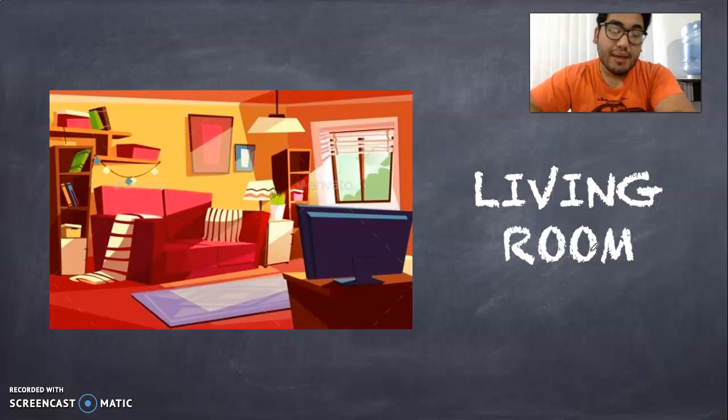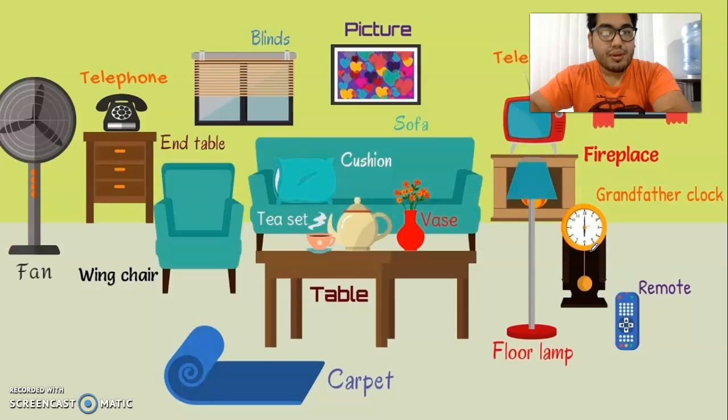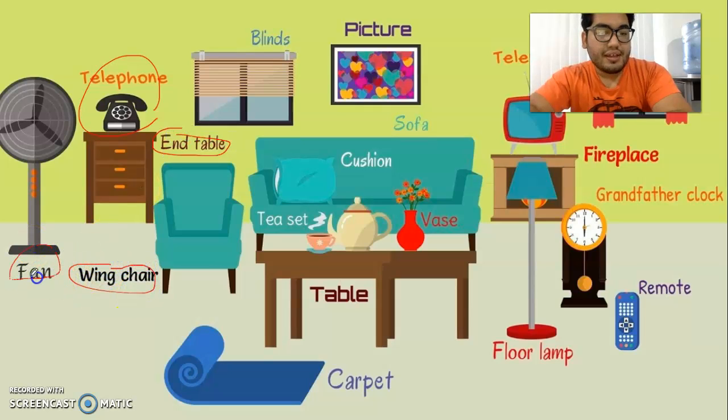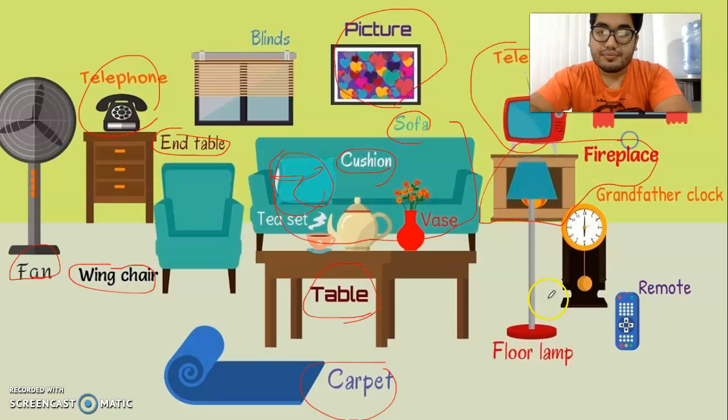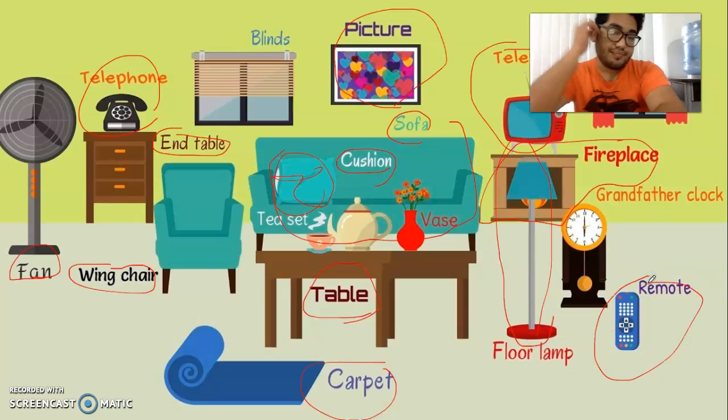And the other part of the house that we have is the living room. In the living room we can find a telephone, and then the table, maybe a chair, a fan, a carpet, a table, and cushions. These are the cushions. The sofa. Maybe you can find some pictures, a television, maybe a fireplace, I don't know, a lamp, and of course the remote for the television. These are some things that you can find.